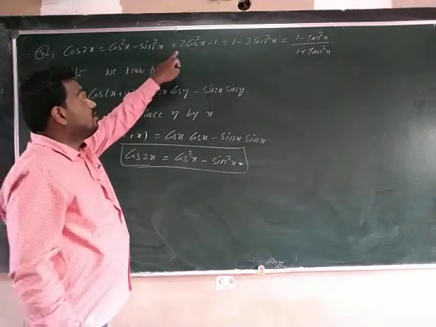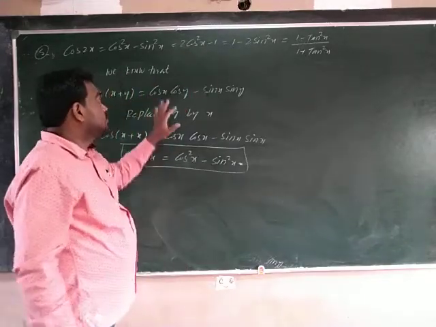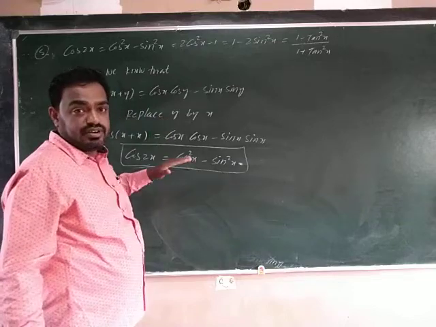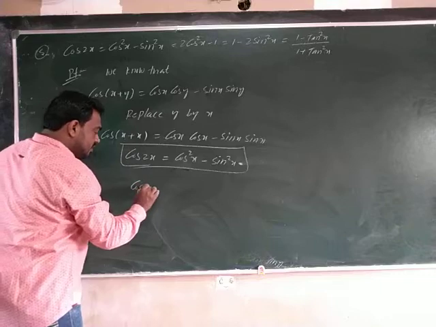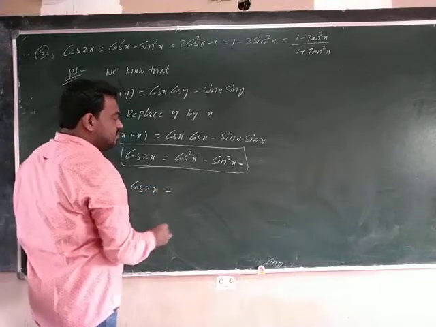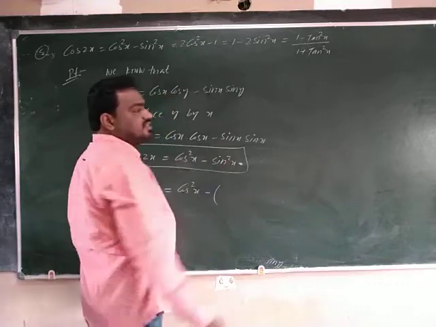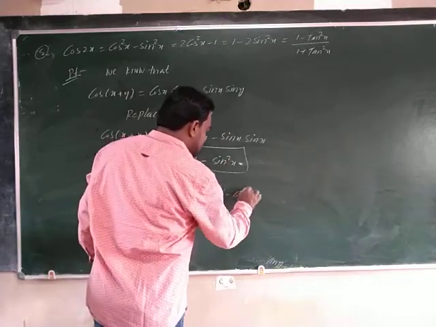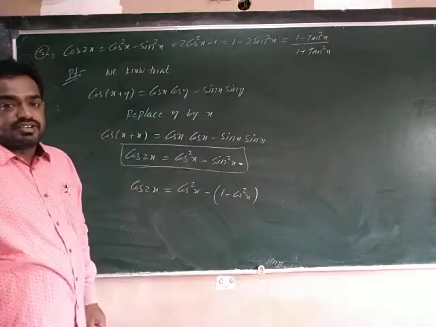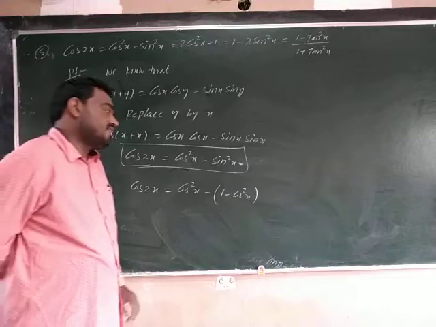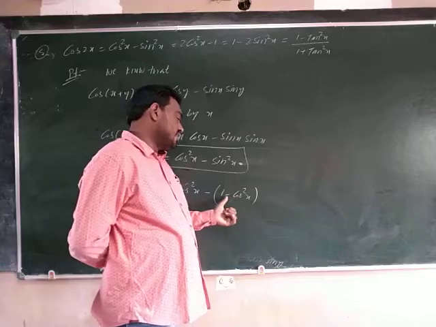If they ask cos 2x equal to 2 cos square x minus 1, at that time also we need to do up to this one compulsorily. After that you write here cos 2x is equal to cos square x minus sin square x, which is equal to cos square x minus (1 minus cos square x). How did I write this? From the trigonometric identity. What is the first trigonometric identity? Cos square x plus sin square x equal to 1. From that, sin square x is equal to 1 minus cos square x.